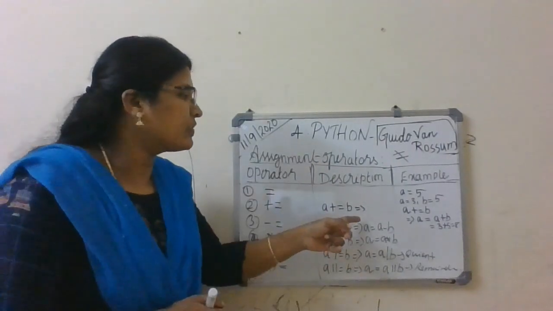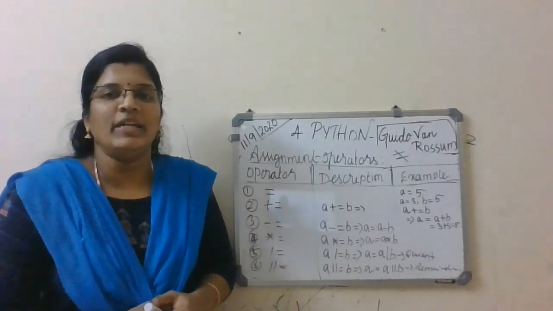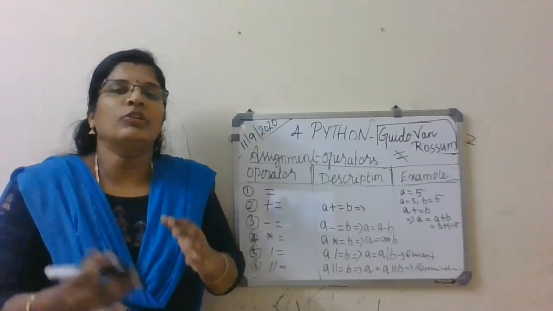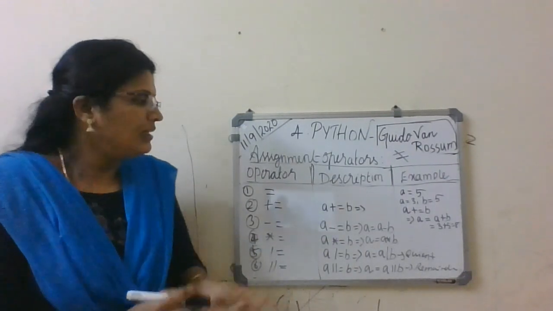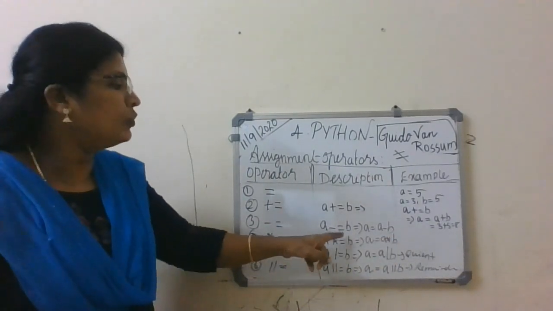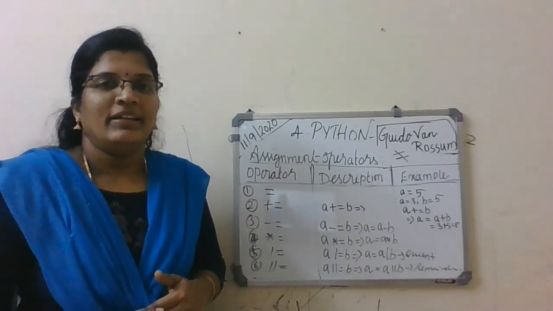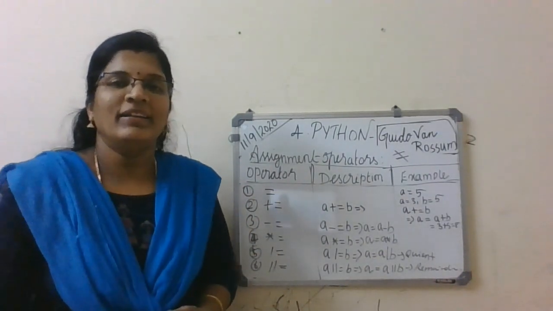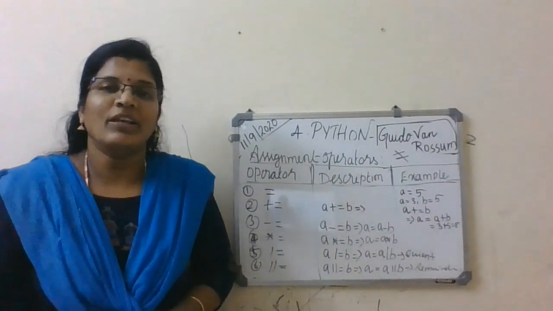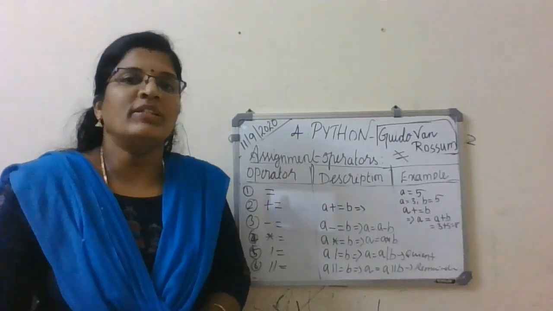So in short, instead of writing A is equal to A plus B, we write A plus is equal to B. That's a short form of assignment, to save our time. Instead of writing A is equal to A into B, we can write A into equal to B. I hope this is clear for everyone. Next, the last operator, called logical operators.